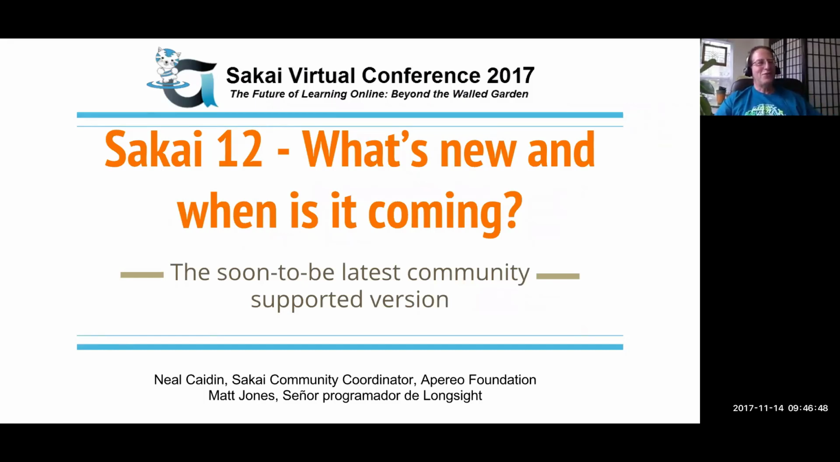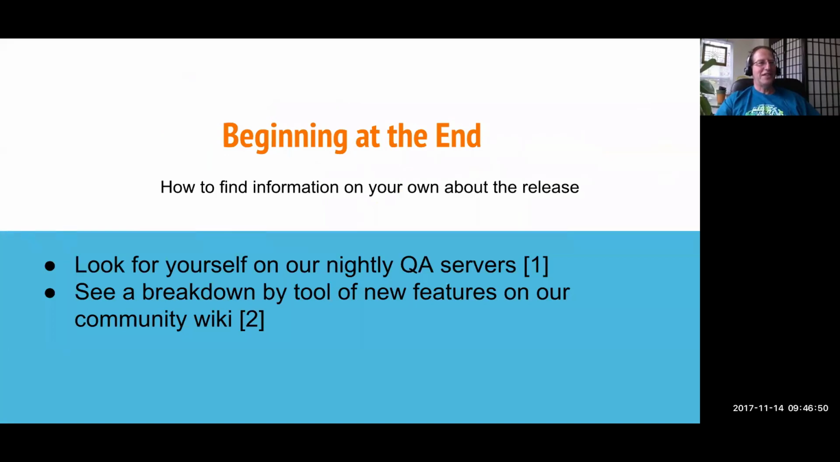So Sakai 12, what's new and when is it coming? I thought we'd actually start at the beginning at the end, meaning that we have QA servers, which I'll show on the slides, and you can go onto the QA server and see what the new thing is. You can log in, create an account, create sites, play with different tools and features and see where things are at. As part of our release notes, we set up what all the new features are. We query Jira directly. Jira is our community bug and feature tracking system, so everything's completely out in the open.